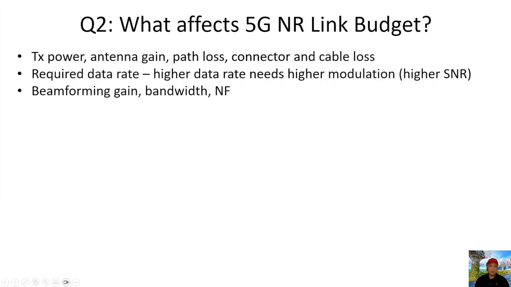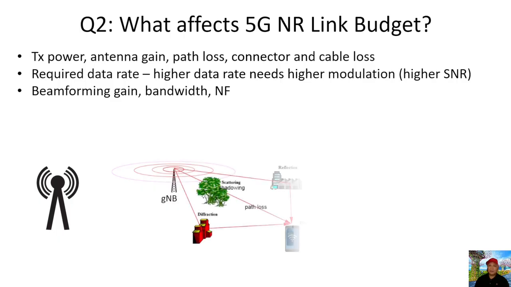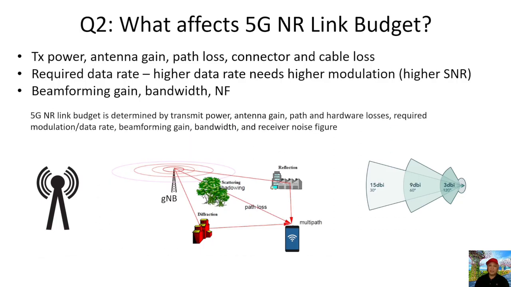Question 2. What affects 5G new radio link budget? 5G new radio link budget is determined by transmit power, antenna gain, path and hardware losses, required modulation, data rate, beamforming gain, bandwidth, and receiver noise figure. In 5G, beamforming significantly boosts link budget compared to 4G.